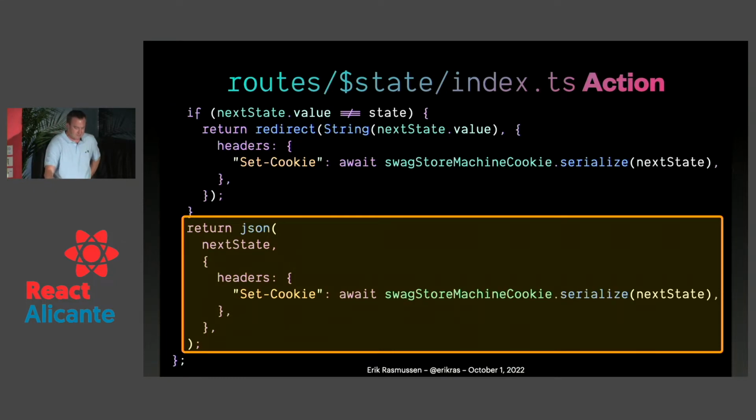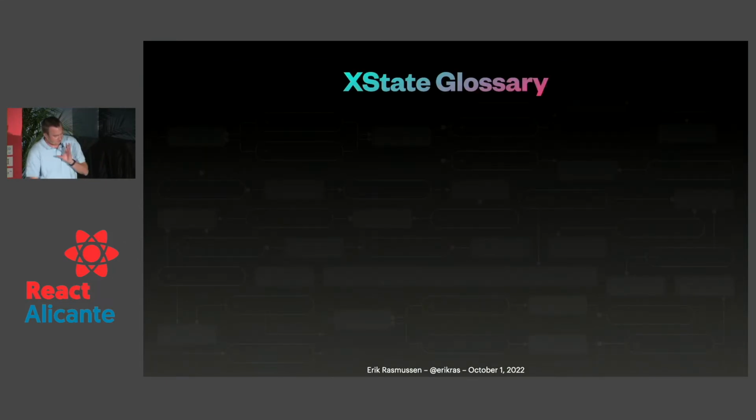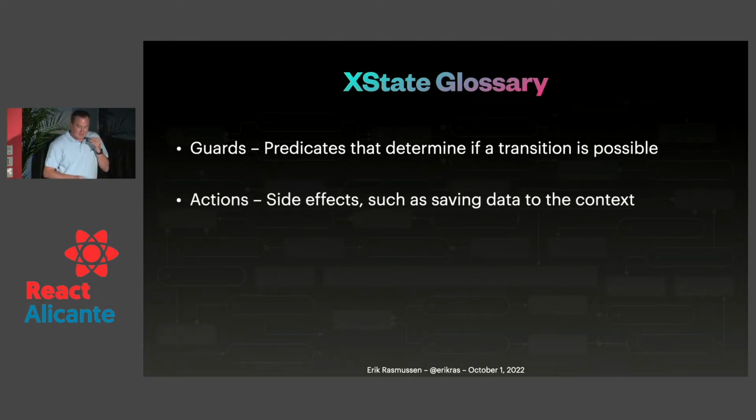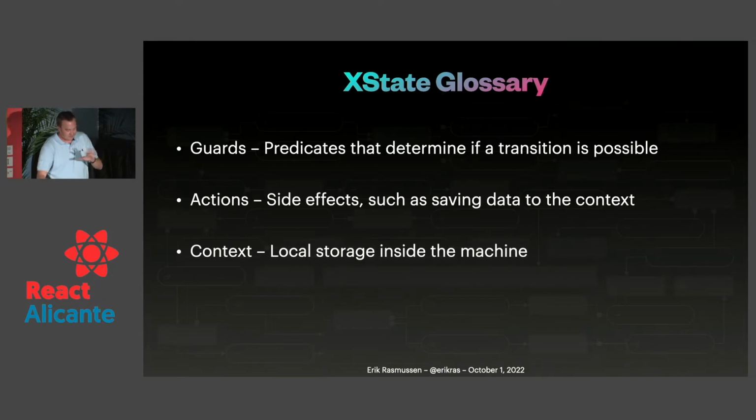So a little bit about XState terminology. There are things called guards, which are just predicates that determine whether or not you can make a transition given an event. And then there are actions that are side effects, as we learned about this morning, that can be many things. But a common action is to update some data in our context. And context is not React context. Context is like local storage inside of our machine. If you've used Redux, think of it like a Redux store. It's just this place where we can save information.